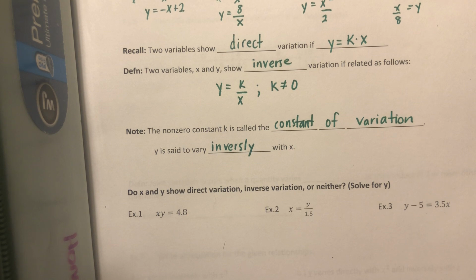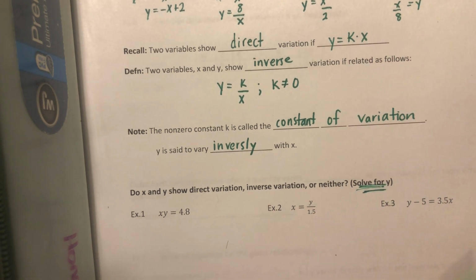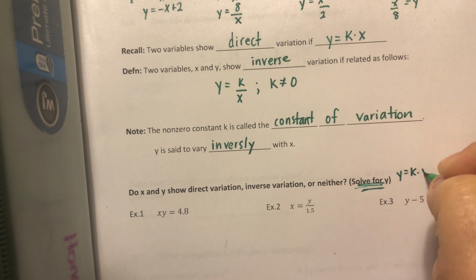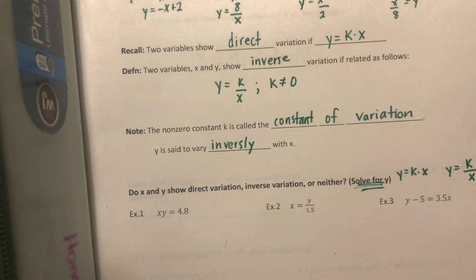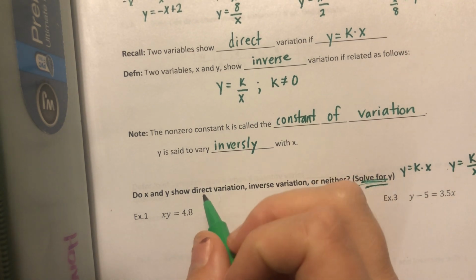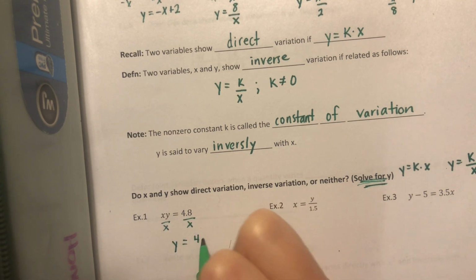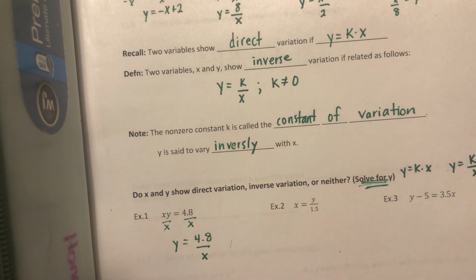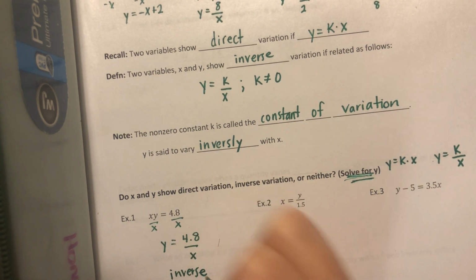So these are going to ask you, do x and y show direct, inverse, or neither for variation? So if you notice here, it says solve for y. And then you're going to want to look at, does it look like y equals some constant times x, that's going to be direct, or is it some constant divided by x, and that's going to be inversely. So to get y by itself here, we would divide by x. So we get y equals 4.8 divided by x. And so that looks just like this one right here. So this is inverse variation.